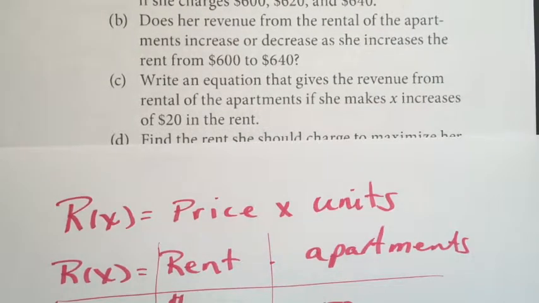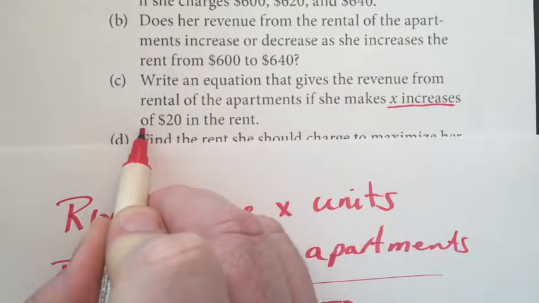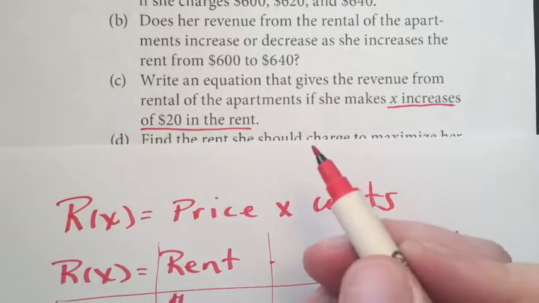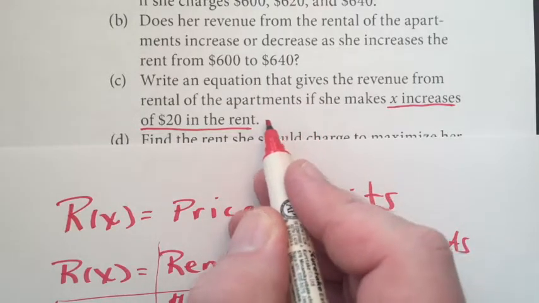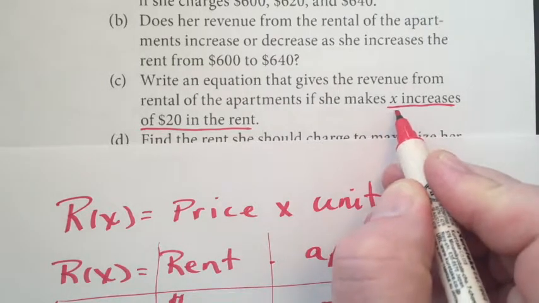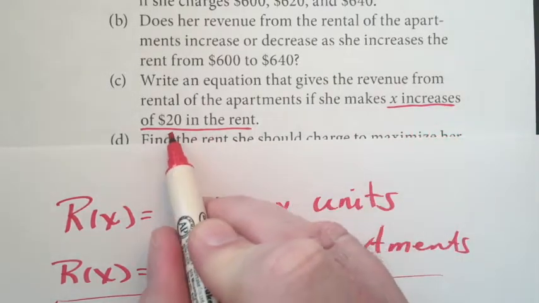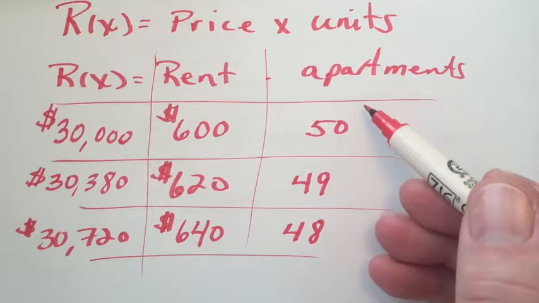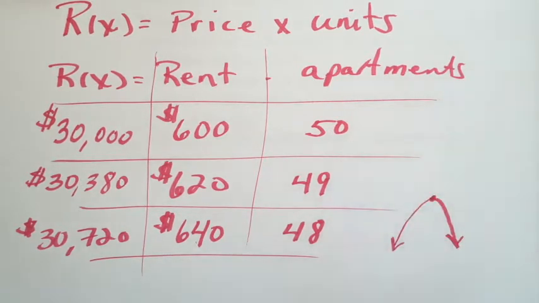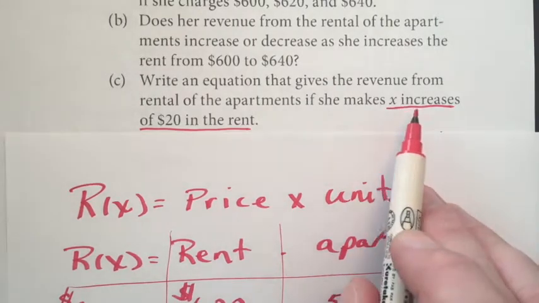Part C says write an equation that gives the revenue from the rental apartments if she makes X increases of $20 in rent. Look right here. The problem actually defines X for you. And what's going to be important for you, at least when it comes to the test, is that there's multiple ways to set up any given problem. For example, you could say instead of X being the number of $20 increases, you could say the number of apartments fewer than 50. Both of those will give you the same answer towards the end, but you do want to follow the instructions here.